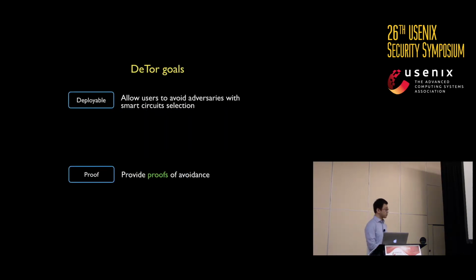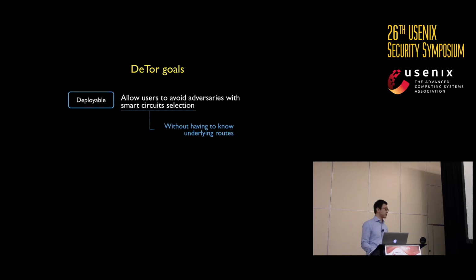We have two design goals for DeTor. Firstly, we want DeTor to be easily deployable, and then it needs to provide rigorous proof of avoidance. For deployability, we want users to avoid censorship or any traffic correlation attacks by simply choosing the right circuit without knowing the underlying routing information, and without needing to make any modification to the internet equipment, and without needing to change the Tor protocol, of course.